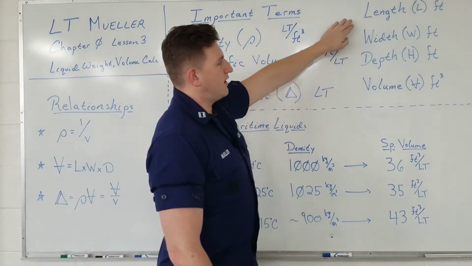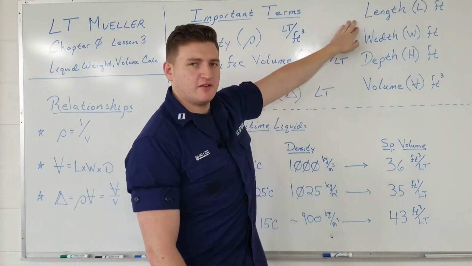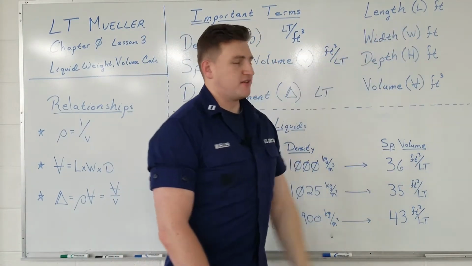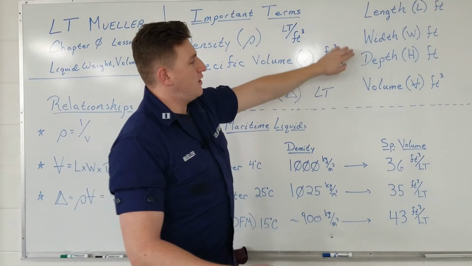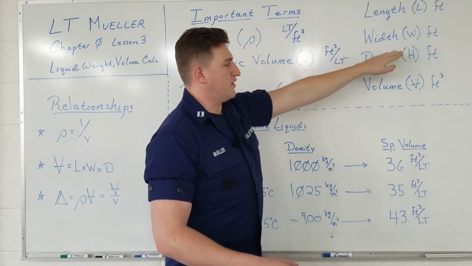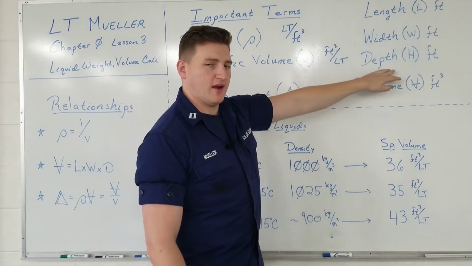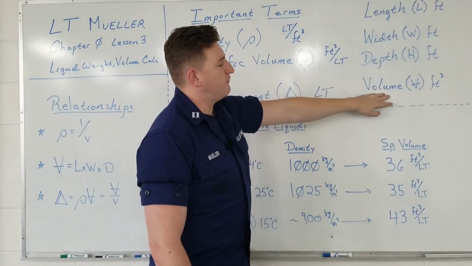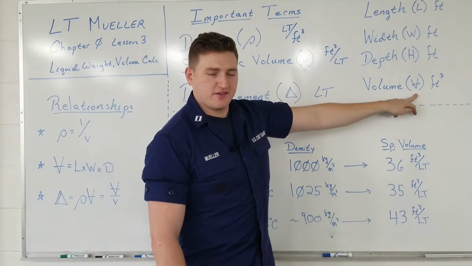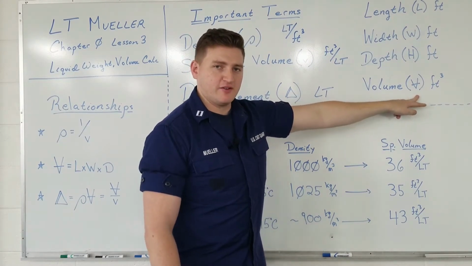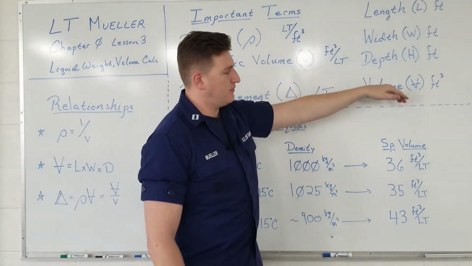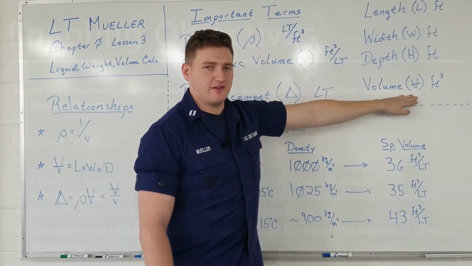Now over here on the right, we have four terms which everyone should be relatively familiar with already. We have length, L, which is denoted in linear feet, width, W, which is linear feet, depth, or height if you like to call it, which is H, in linear feet, and then we have volume, which has a symbol of this capital V. However, to differentiate it from the lowercase v for specific volume, I've put this horizontal bar in the middle, and this is measured in cubic feet.